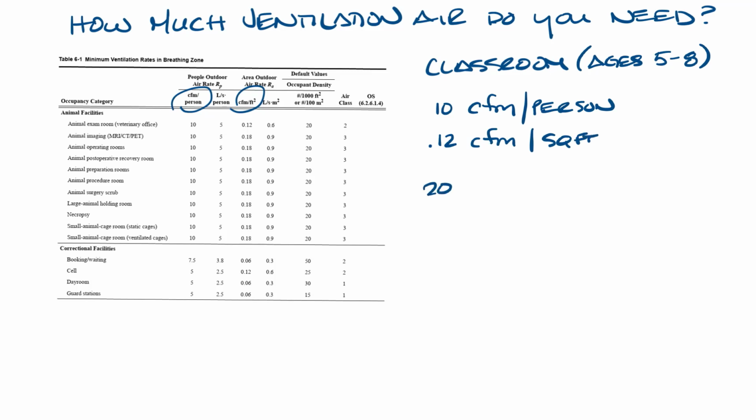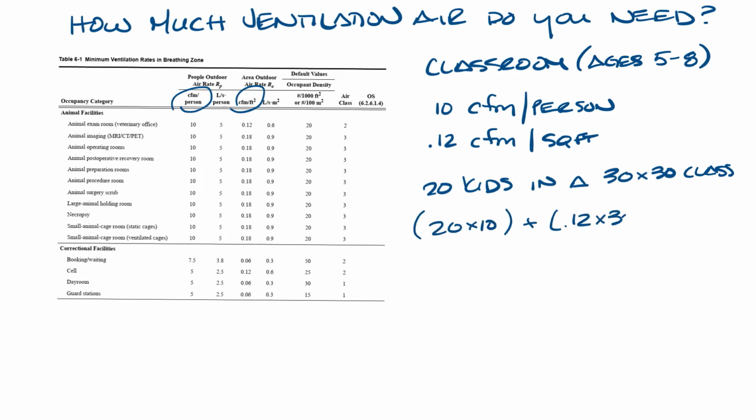So let's say you have 20 kids in a 30 by 30 classroom. Well, that would be 20 times 10 CFM per kid, plus 0.12 times the 30 by 30 classroom, and that gives you 308 CFM of ventilation air.